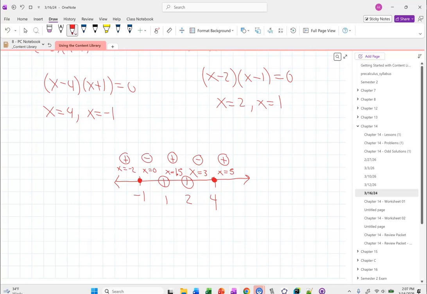Is everybody comfortable as to why things are open and closed? The undefined parts are always going to be open, right?